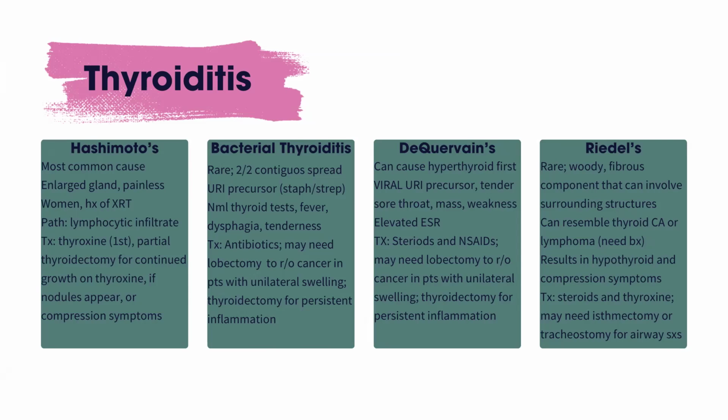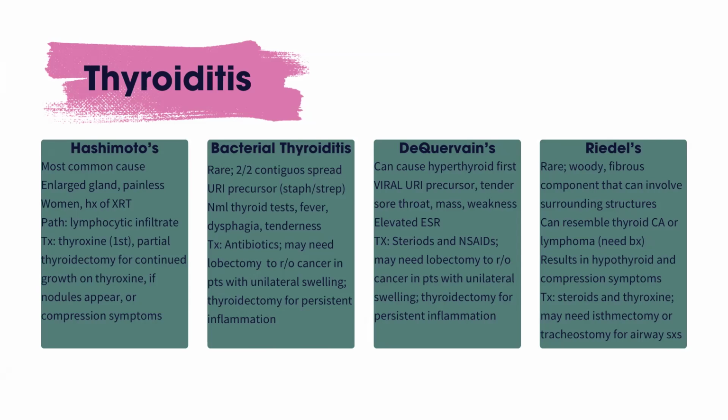Treatment, first line is thyroxine. And then if their thyroid continues to grow or nodules appear, then you'll want to do a subtotal or total thyroidectomy. Bacterial thyroiditis is very rare. This is due to contiguous spread from usually an upper respiratory infection with staph or strep. You'll see normal thyroid tests, but they'll have fever, dysphagia, and tenderness, and you treat this with antibiotics. If there's any concern for cancer, like you see unilateral swelling or something abnormal, then you'll perform a thyroidectomy.